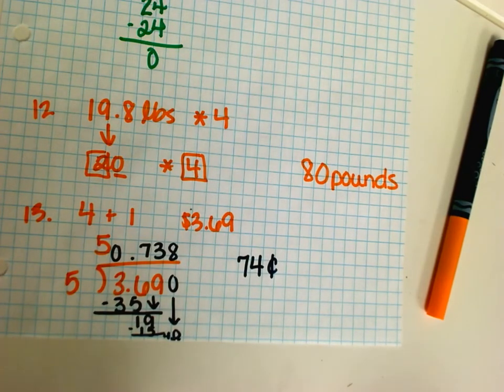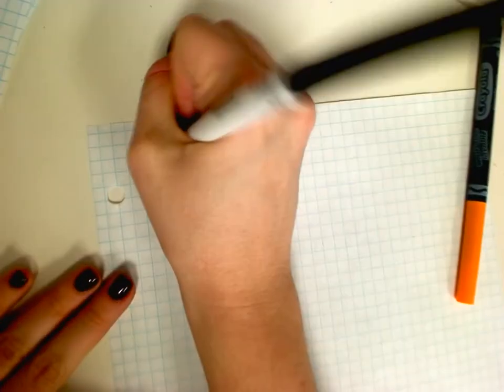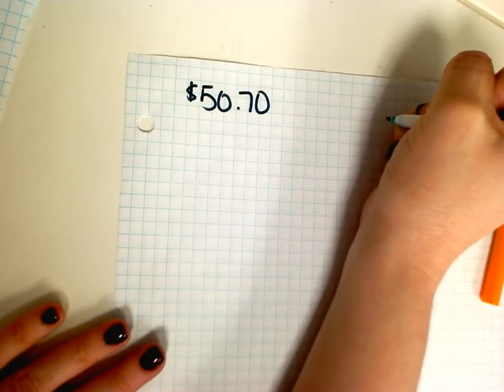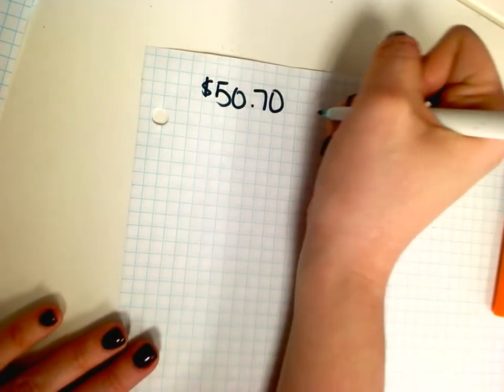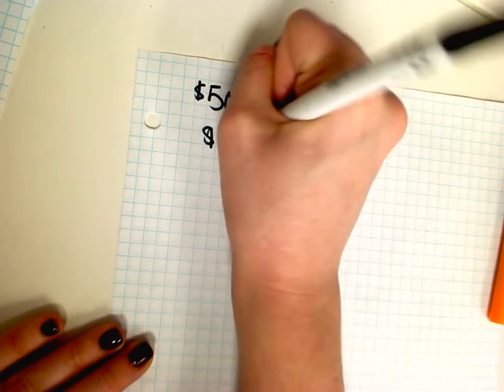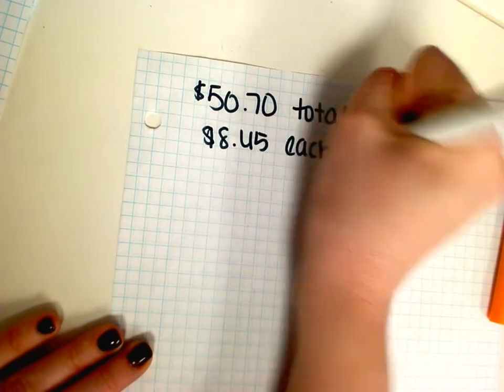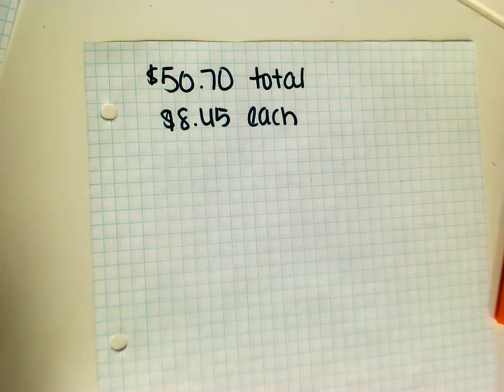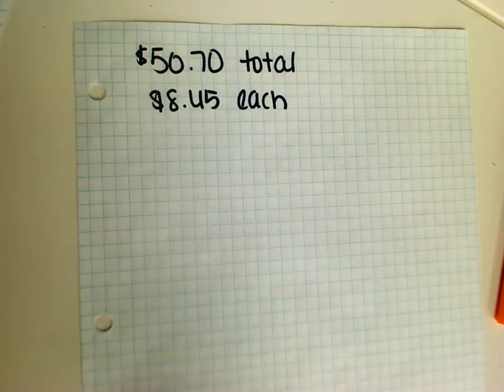All right, and we have one more to do. Mac earned $50.70 mowing lawns. If he earned $8.45 for each lawn he mowed, how many lawns did he mow? Is this a multiplication or a division problem? Division. Good. I was hoping we could all answer that.